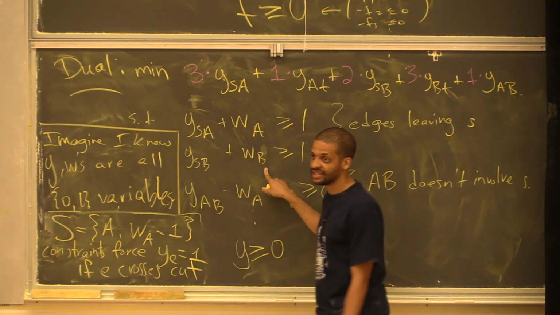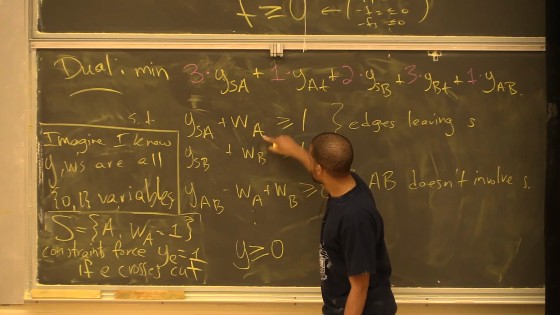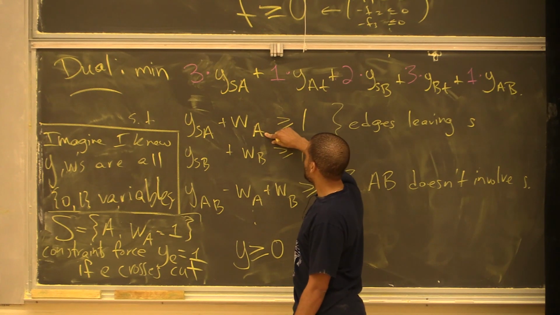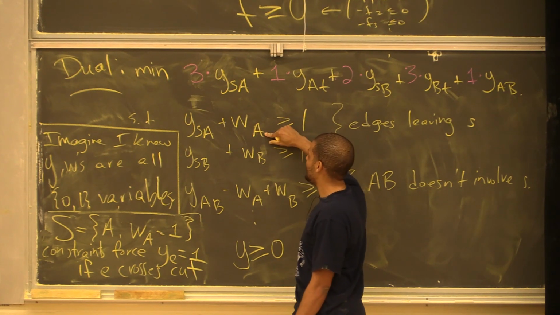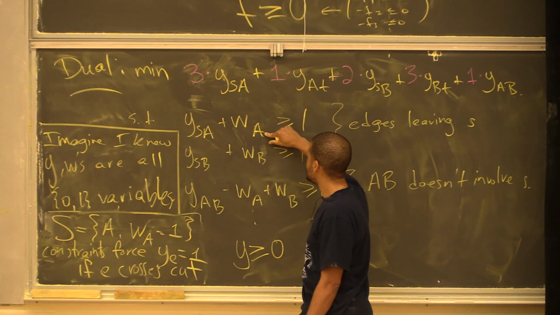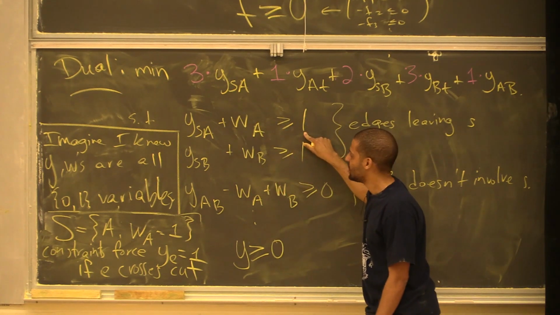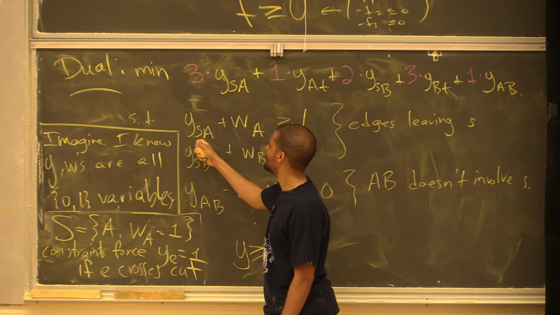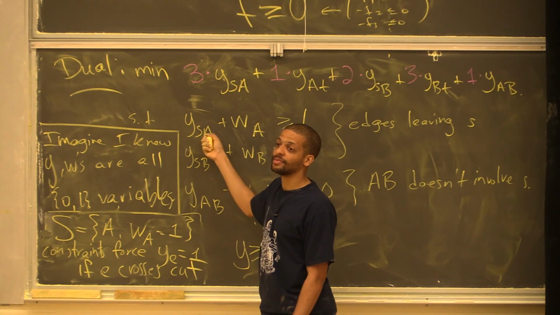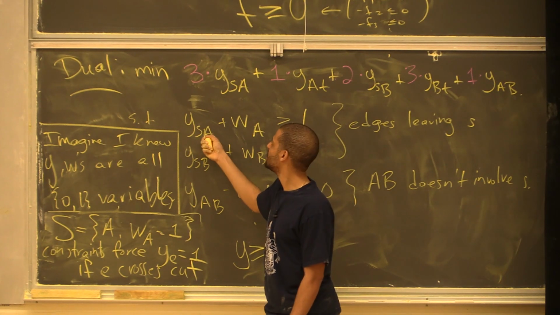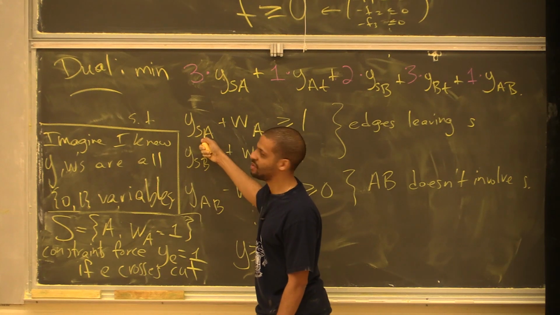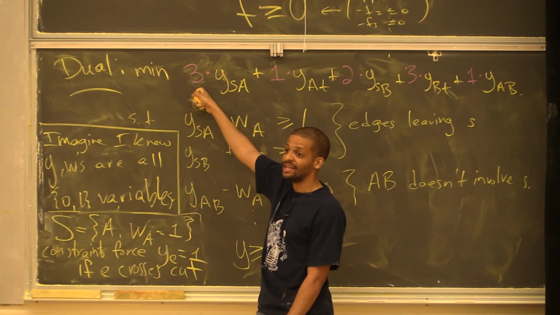And the same thing down here. Likewise, if WA is 1, meaning that A is on the S side, then this is already making it at least 1. So there's no incentive for me to set YSA to be 1 in the optimal solution. Why not? Because if I set YSA to be 1, I pick up a 3 here.